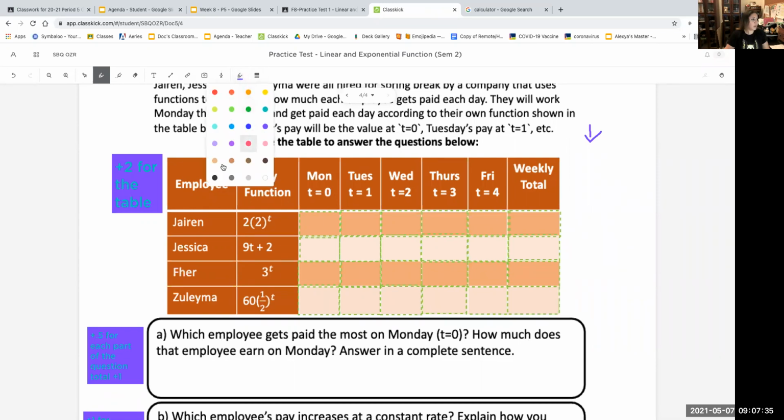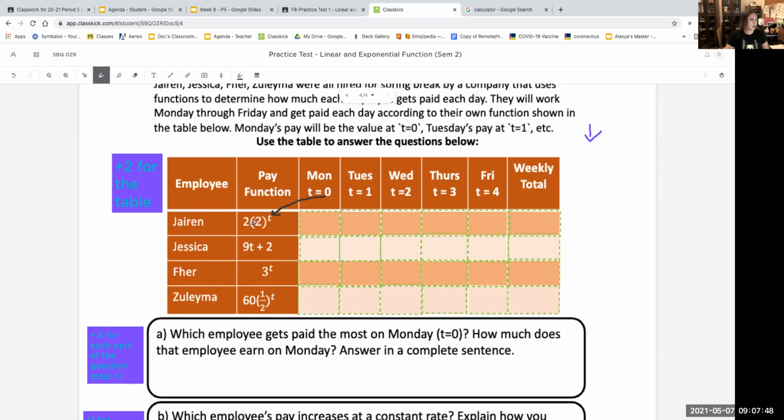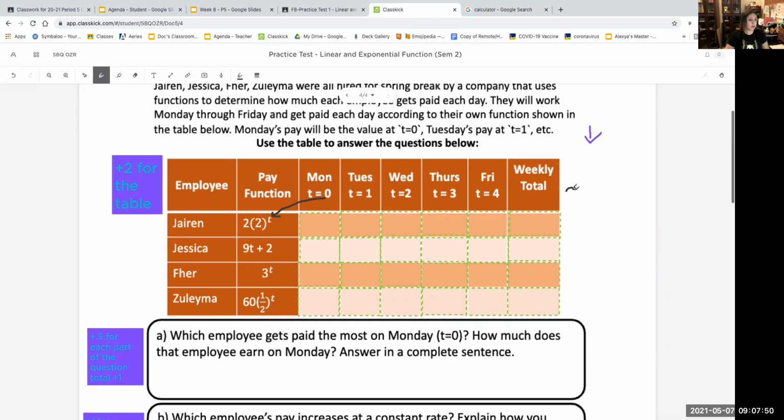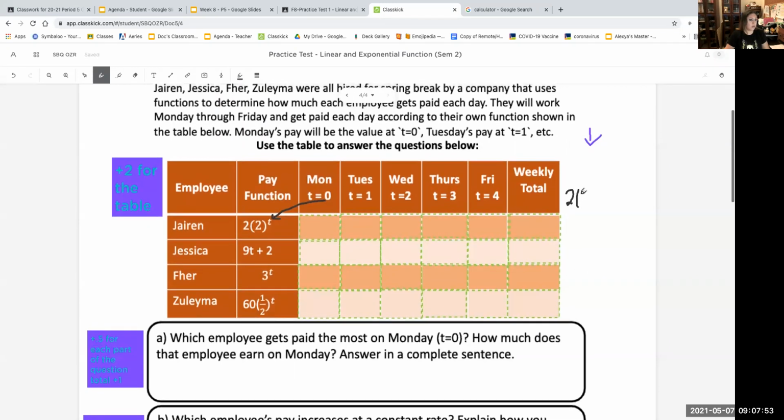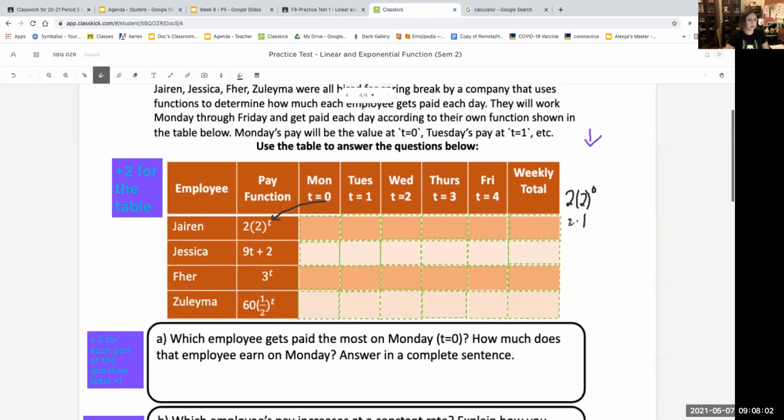So what do I want to see from you guys? All you guys have to do is plug in the 0. And from the 0, you guys should be able to do all of your work. So I have 2 to the 0 power. Any number to the 0 power is always going to give me a 1. Times that by 2, and my answer is 2. So this is the only one that I'm going to show work for this whole row.